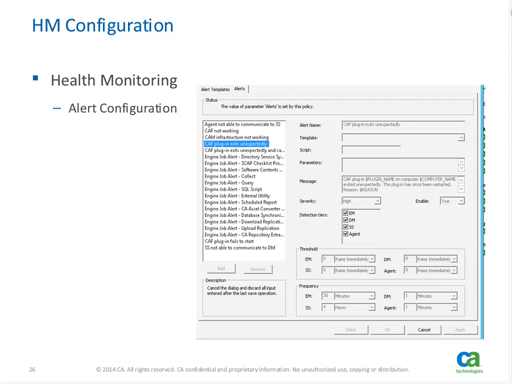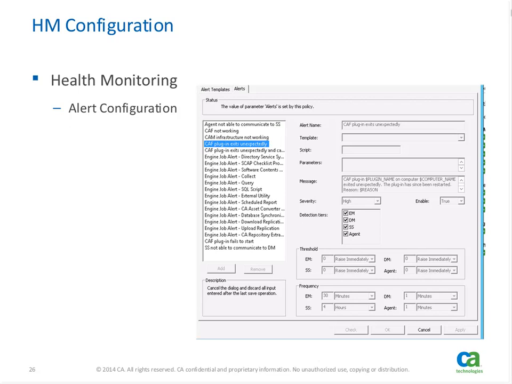The other important thing is enable. The alerts are by default set to false, so you do want to enable them if you want them to alert you. At what level do you want these alerts to take place? On EM machines and or DM machines and or scalability servers and or agents? Depending on your infrastructure, you may not be monitoring agents as closely.